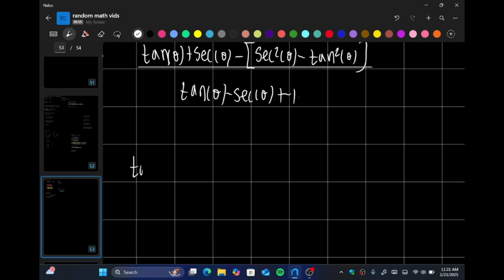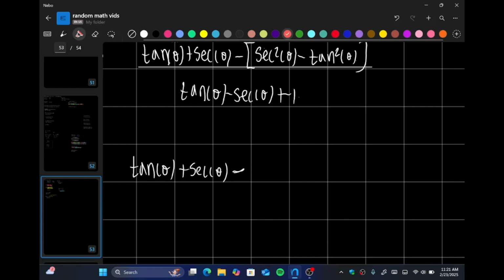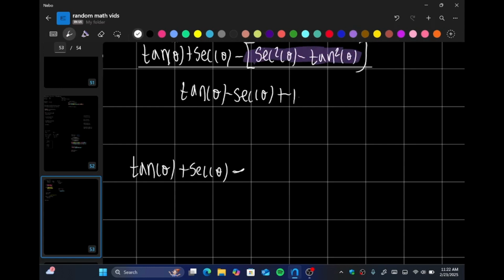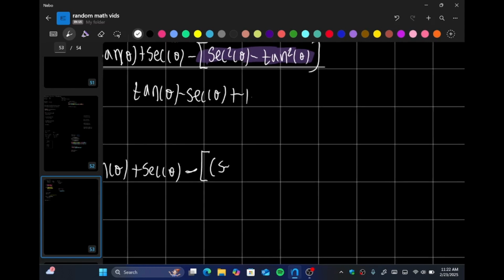So tan theta plus secant theta minus, and like I said, this part over here, let me do it this color, is going to be the quantity. And if y'all hear airplanes in the background, I'm sorry, guys. There's always airplanes here. I say that so much.